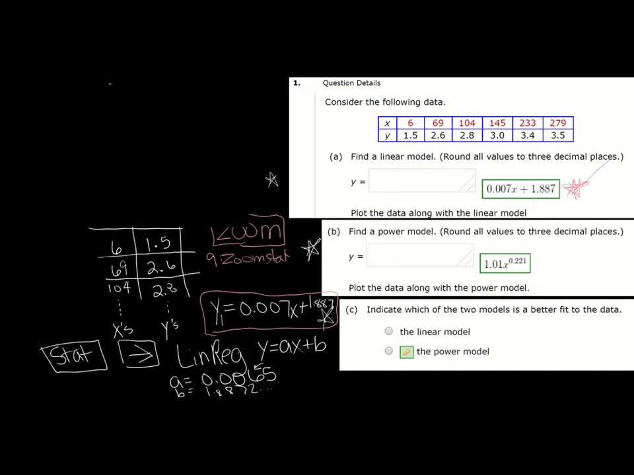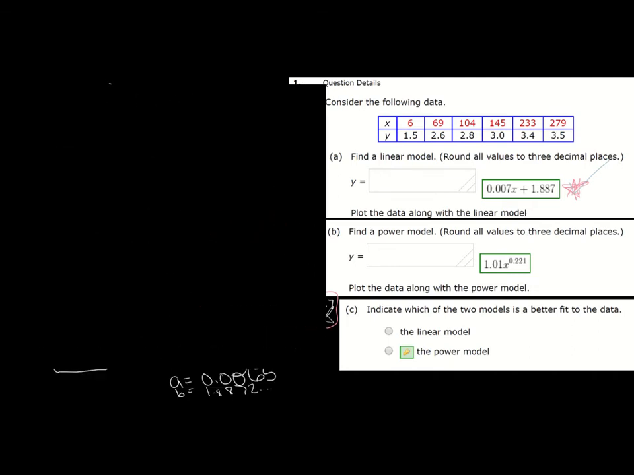All right, moving into part B, what you're going to see here is that we are trying to use the same data, but this time model it using a different type of function. We want to find a power model.